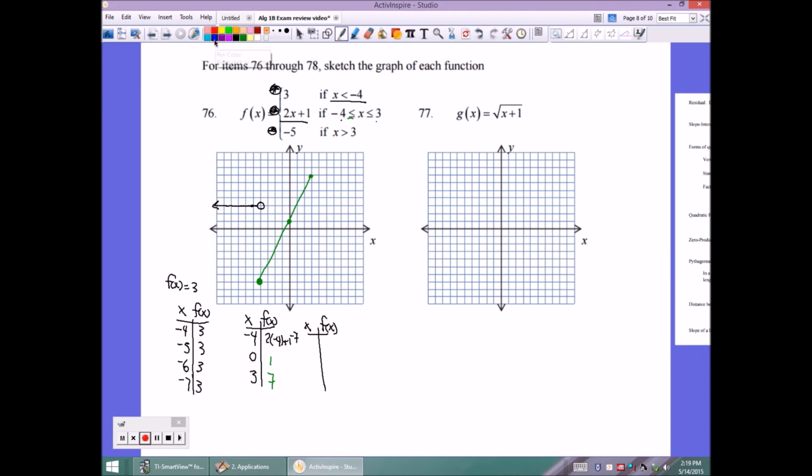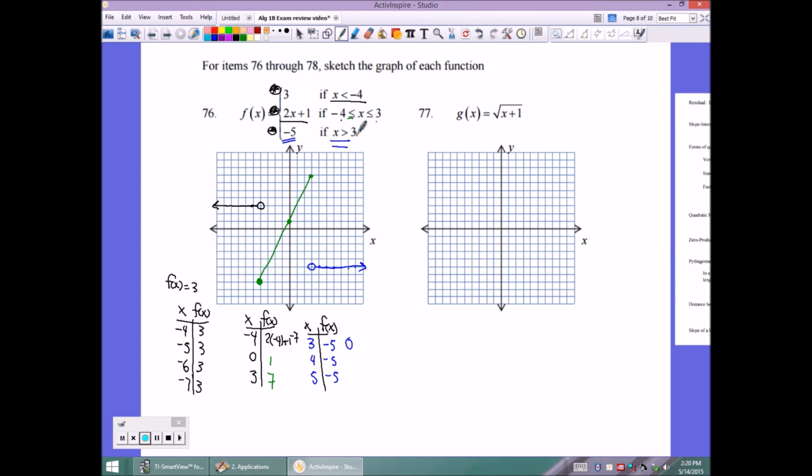Then I can do my last piece, which is y equals -5. No matter what my x is, the y is -5. What are my x's? Well, x's have to be greater than 3. I want to have 3, and I know it's going to be an open circle. I want things greater: 4, 5. So these are my points: 3, -5 with an open circle, 4, -5, 5, -5. Keep going, 6, 7, 8, 9. All these numbers are greater than 3. So that is what our piecewise function would look like.